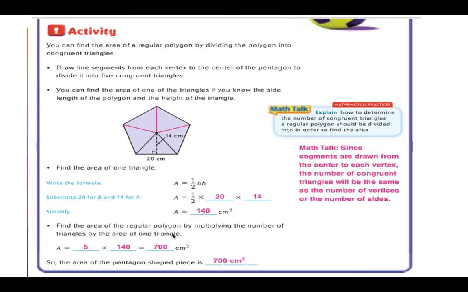Now, find the area of the regular polygon. Well, I know there's 5 triangles. So 5 times 140, because 140 is one triangle, would be 700. Very easy. Cover that 0. 5 times 14, if you do the calculation, you'll get 70, and then you add the 0 at the end. You can do it that way too. So my final answer is that the area of the pentagon shape piece is 700 centimeters squared. This whole thing is 700 centimeters squared.